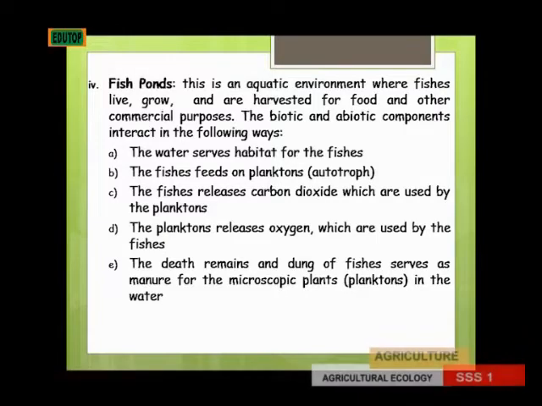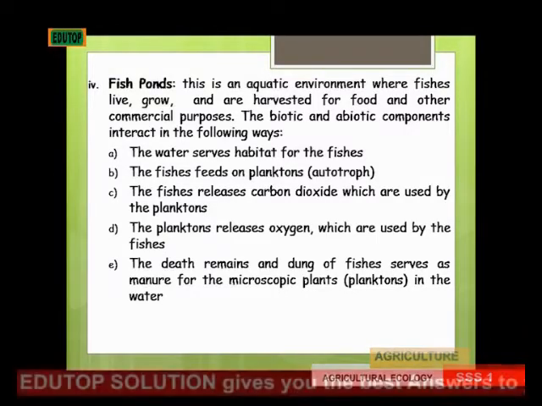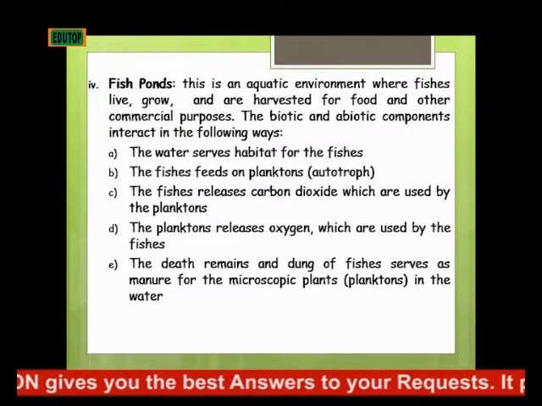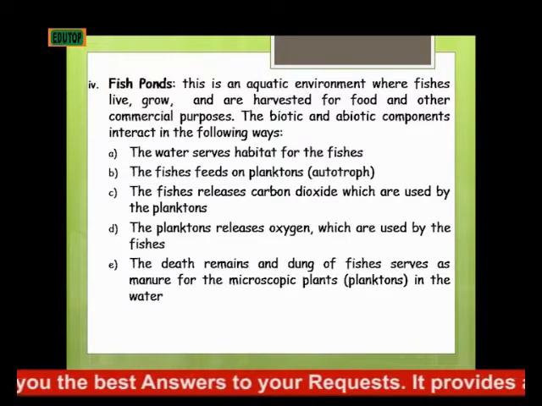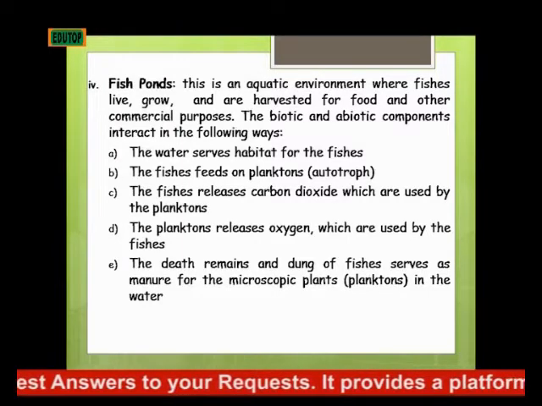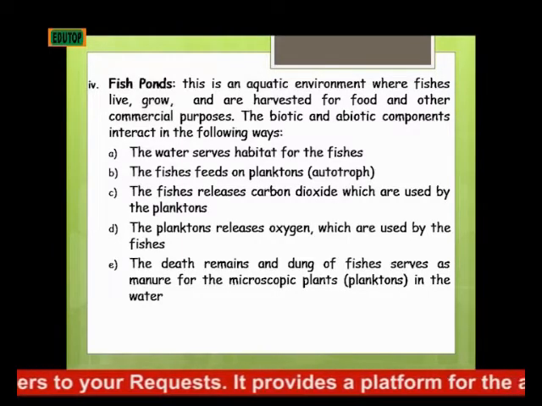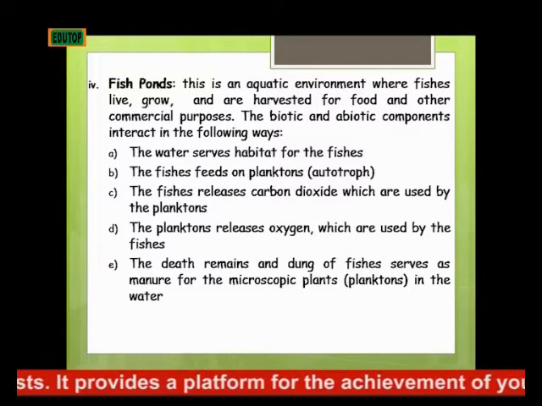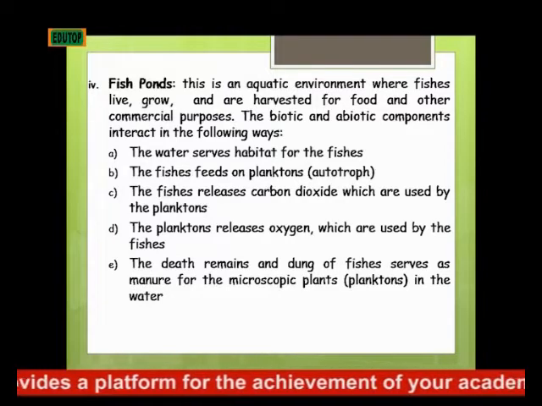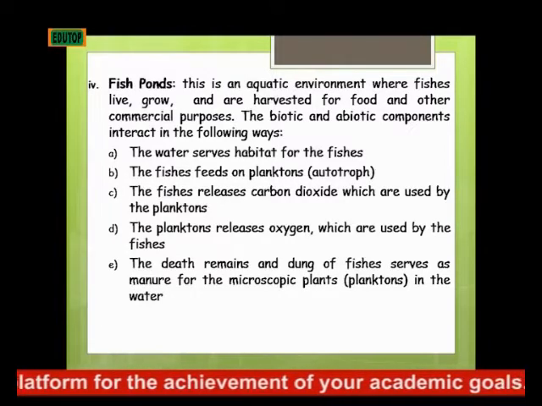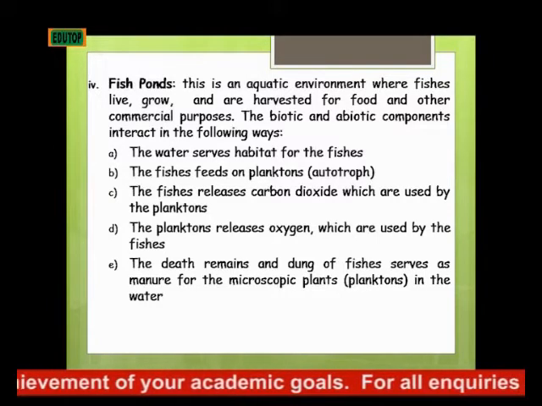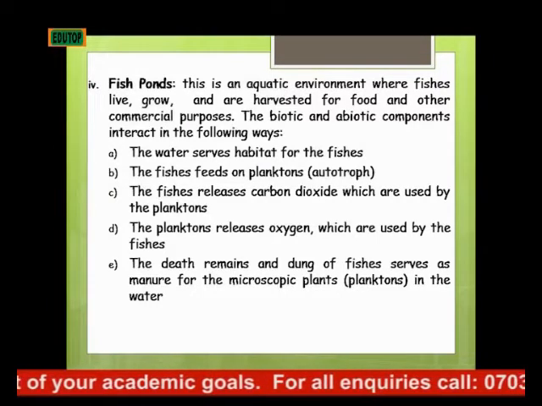The planktons are like plants. See, the fishes release carbon dioxide, which is used by the planktons, and then the planktons release oxygen, which is used by the fishes. Can you now see that there are interactions between the biotic components of the fish pond? Now, as they are interacting, they are also interacting with the abiotic components of the ecosystem. The dead remains and dung of the fishes serve as manure for the microscopic plant, that is the plankton, in the water.